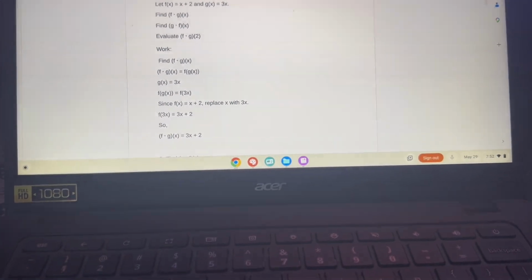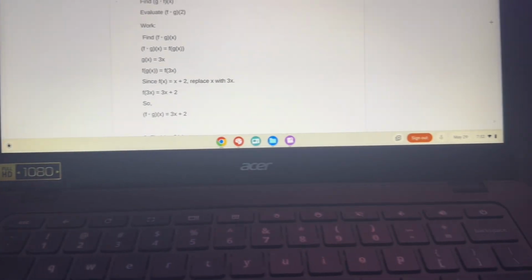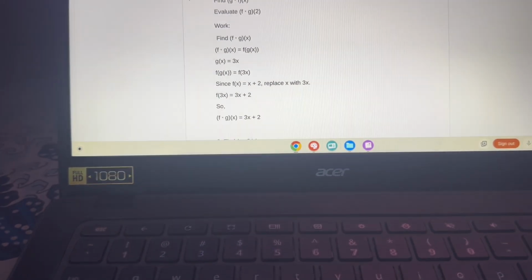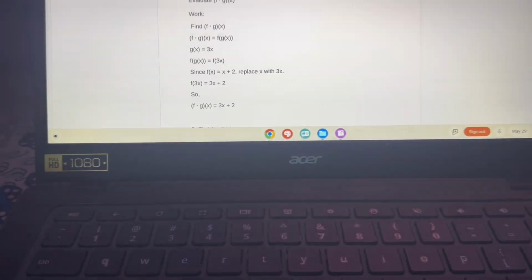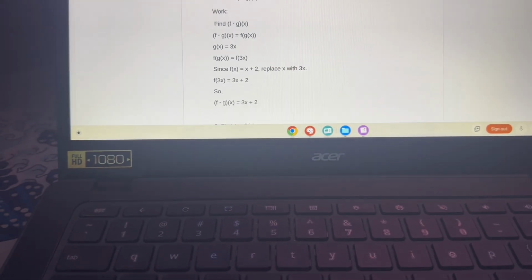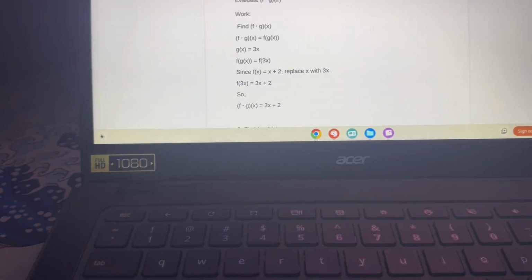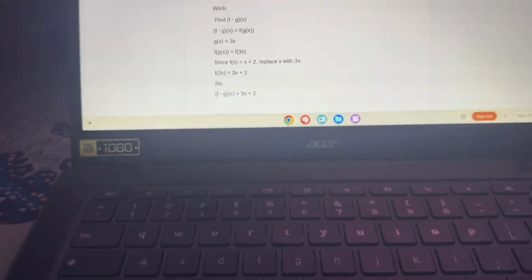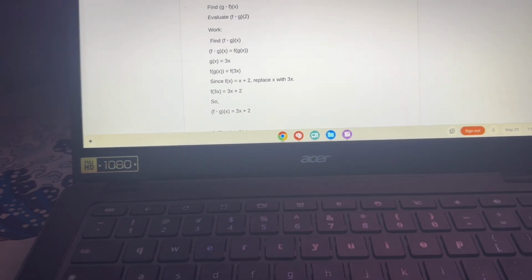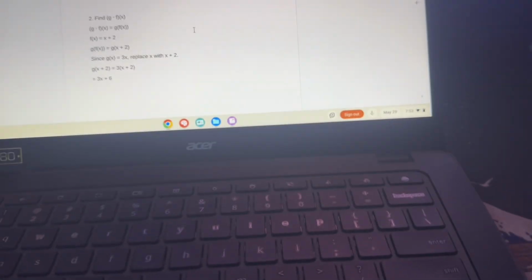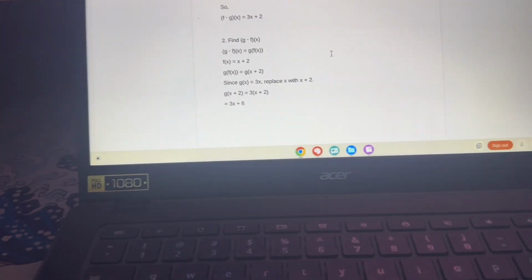So we find f of g of x. We first need to rewrite the equation: f of g of x equals f(g(x)). So if g of x equals 3x, then we can use that same equation to figure out f of g of x, which equals f of 3x. Since f of x equals x plus 2, we can replace that x with the 3x. So now we have f of 3x equals 3x plus 2. So f of g of x equals 3x plus 2.